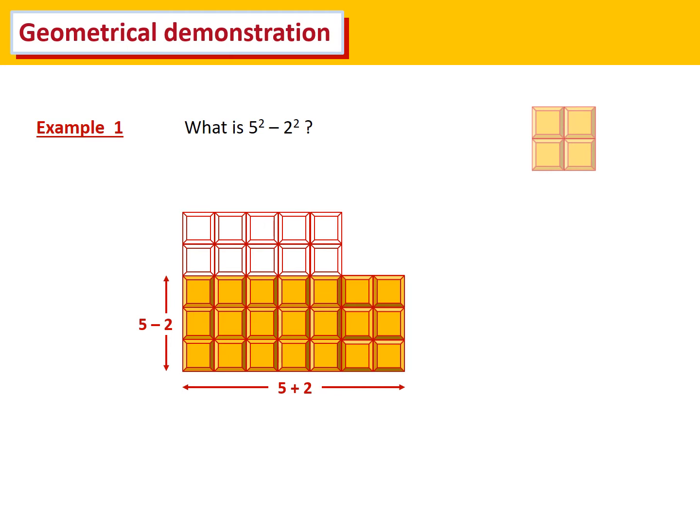Therefore, the number of squares we have is 5 plus 2, which is the 7, multiplied by 5 minus 2, which is the 3. So we can rewrite 5 squared minus 2 squared as 5 plus 2 in brackets 5 minus 2.